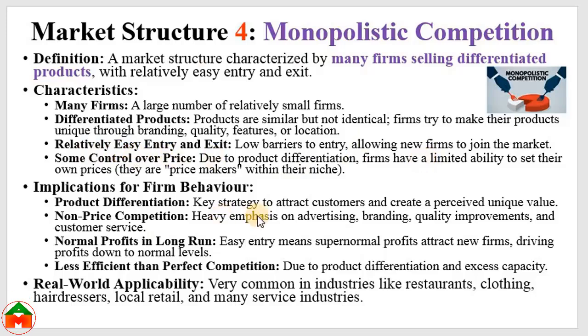So in the monopolistic market, if you want to survive, you must focus on product differentiation because all the firms are selling different kinds of product. As a result, you have to consider unique value in your product or service. Ultimately, if you want to survive in the monopolistic market, you have to focus on non-price competition. I mean, you have to focus on advertising, branding, quality improvements, as well as customer service.